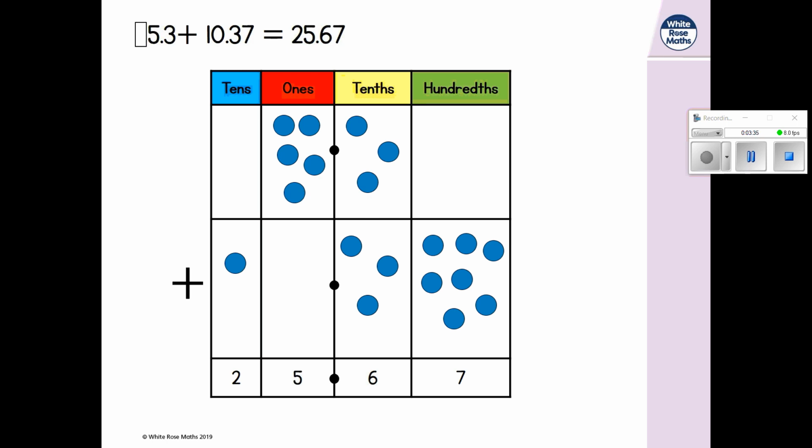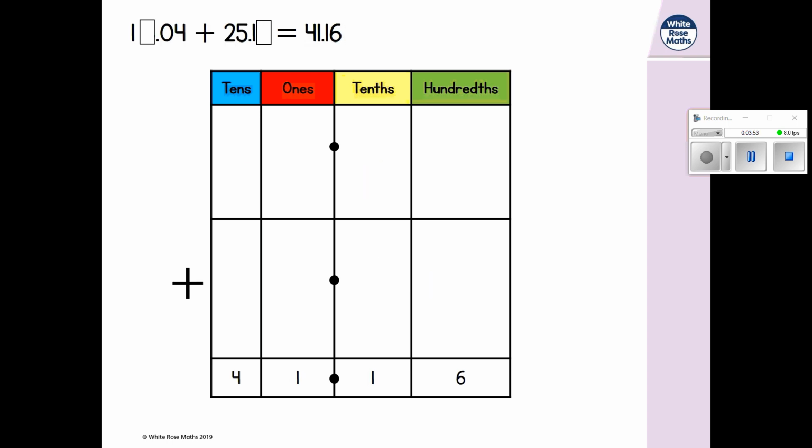Now let's look in our tens column. There is 1 ten in the tens column, but there are 2 tens in our answer. So we need another 1 ten. Now let's look at a slightly trickier example. We'll start again by representing the digits that we know using counters in our place value grid.